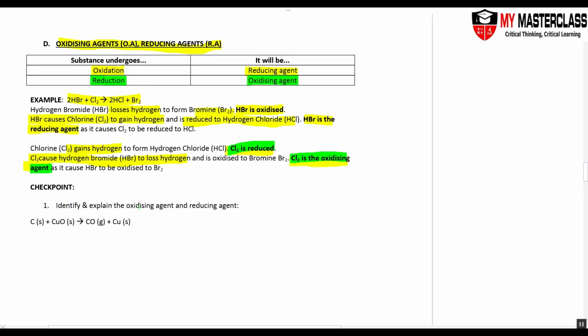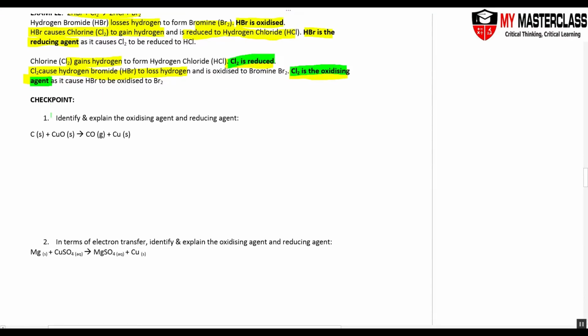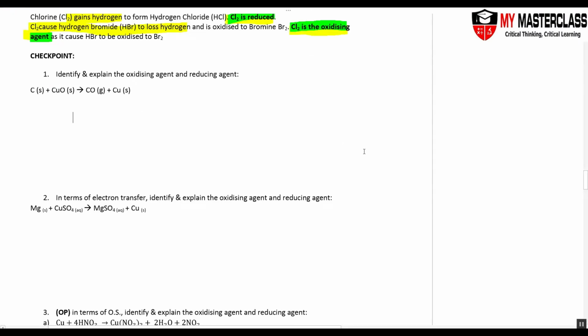Okay, so identify and explain oxidizing agent and reducing agent. Let's use this first example, which is to gain or lose oxygen. In this example, carbon is oxidized to carbon monoxide as it gains oxygen. So CuO caused carbon to gain oxygen.